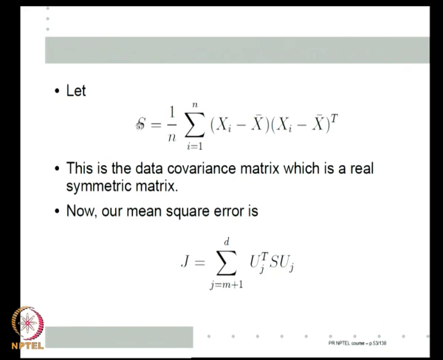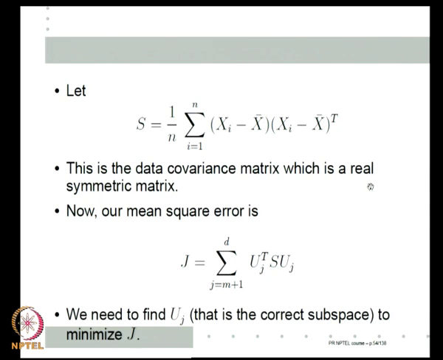As I said, this is the data covariance matrix. As you already know, the data covariance matrix is real, right? It's easy enough to see: if all xi's are real, it's real, and it is also symmetric. That is also quite easy to see, because of the outer product form, the matrix that you get is symmetric. So, S is a real symmetric matrix and hence all its eigenvalues are real.